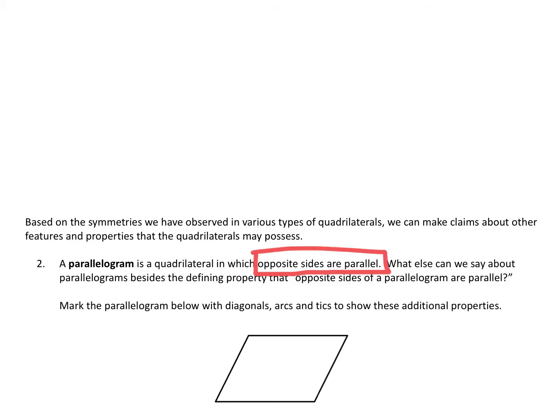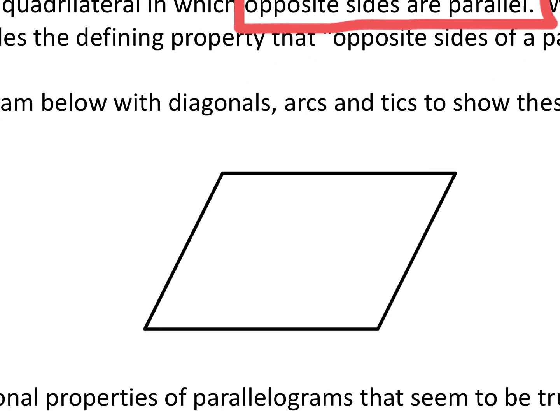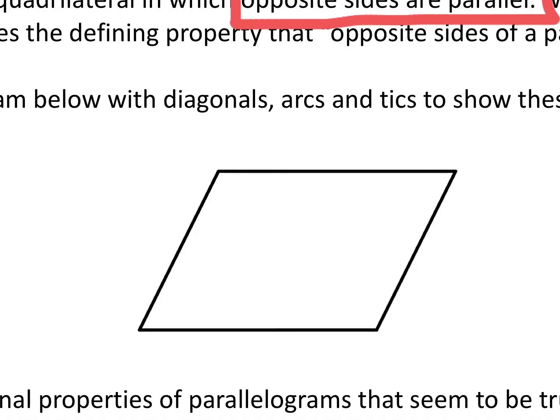What else can we say about parallelograms besides the defining property that opposite sides of the parallelogram are parallel? So we're going to mark it up with arcs and ticks to show these additional properties. All right. So I'm just going to first show the parallel, right? So this is parallel to this one, and it doesn't have to be 2 arrows. It could be one arrow for that matching sides, and I'm going to do 2 arrows for these 2 matching parallel sides. I'm going to also say that these opposite sides are congruent. So those 2 longer ones and then these 2 shorter ones are congruent.